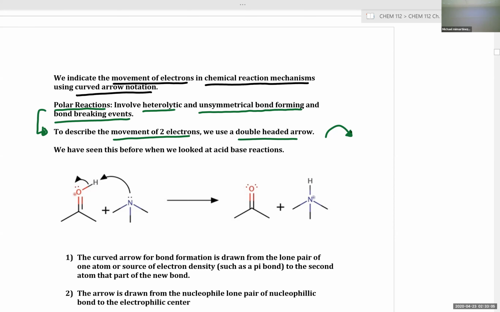Okay? So for example, in acid-base reactions, if we look at the movement of this lone pair, which is two electrons, to form a new bond, we draw it with a double-headed arrow.